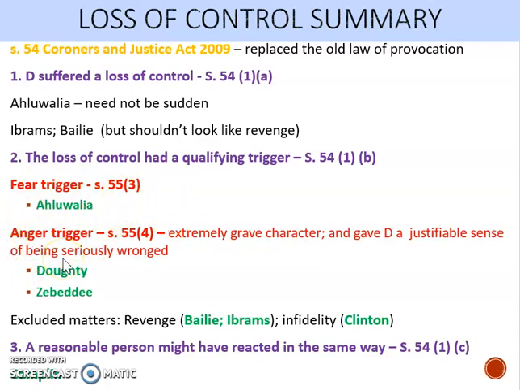And when you think he's been raped and laughed at, clearly that situation is of an extremely grave character and would give you a justifiable sense of being seriously wronged. And you can imagine a reasonable person in that dire situation might have done a similar thing. So that's just a quick recap on how the defence works. And now we've got that fresh in our mind, we can return to the Sophie situation and see whether we think she meets these three requirements.